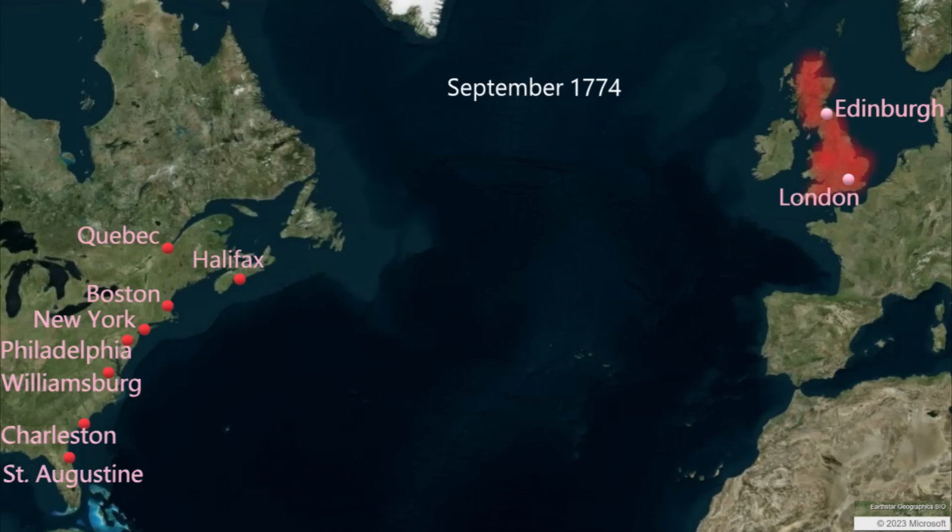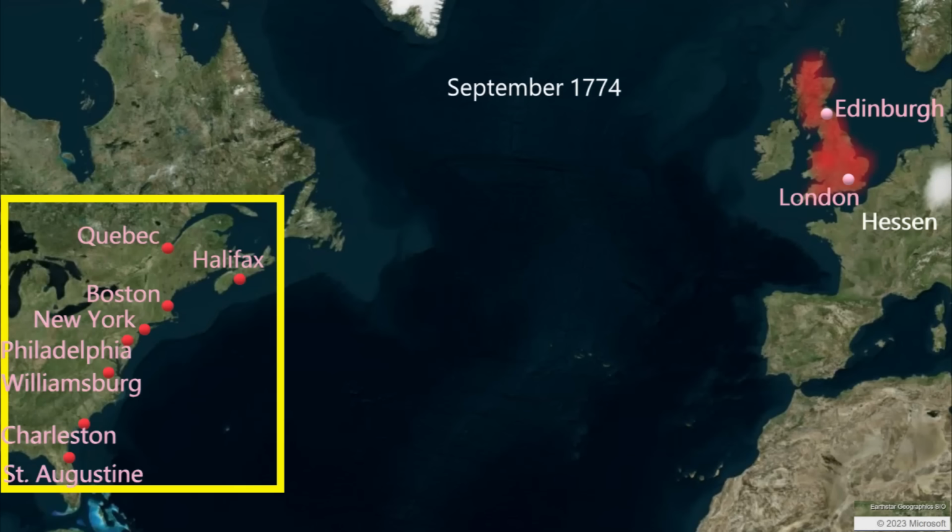Also in September, Lord North proposes that Britain may add soldiers from Hessen in Germany in the event that the situation in America progresses to an open war. We will zoom back to the colonies.